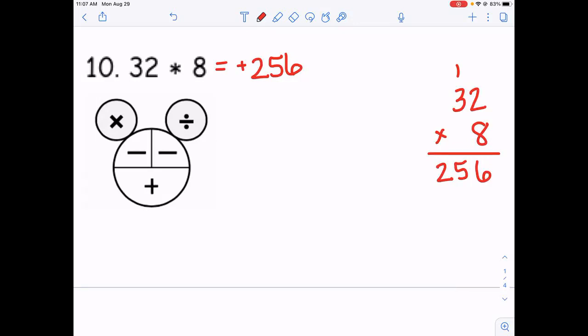All right. Are you okay with multiplying double-digit numbers? Okay, that's good. All right.